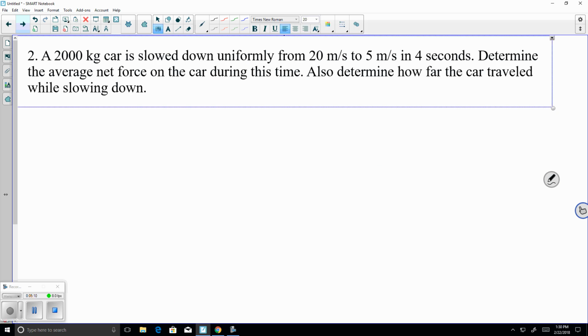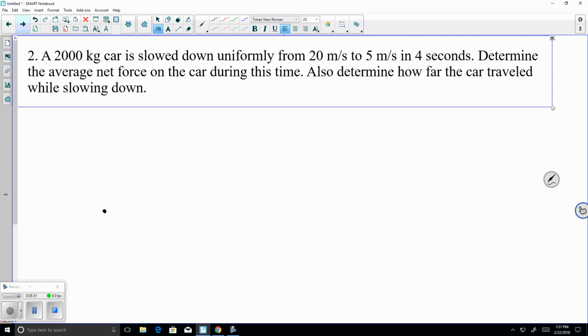Number 2, a 2,000 kilogram car is slowed down uniformly from 20 meters per second to 5 meters per second in 4 seconds. Determine the average net force on the car during this time. Also determine how far the car traveled while slowing down. So let's go ahead and follow the steps here. Draw a force diagram with numbers. All right, as much as we can.